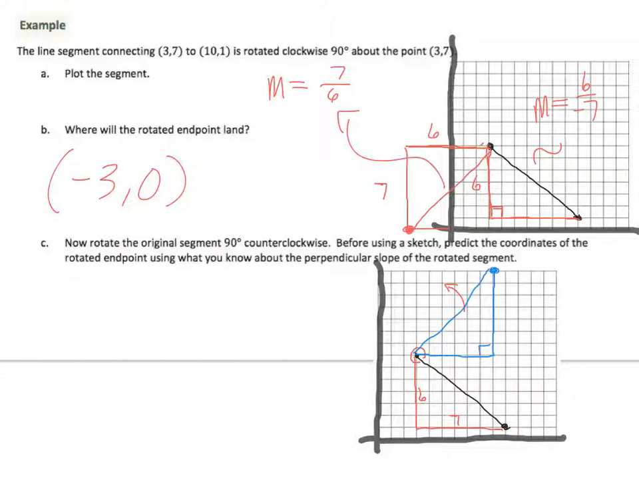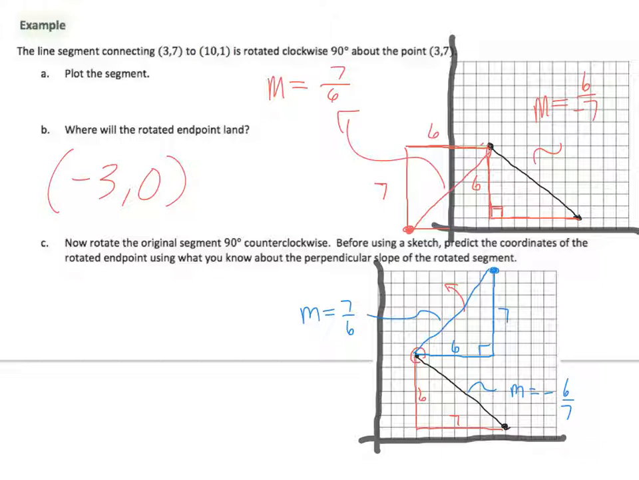Okay, I have the same hypotenuse. My hypotenuse has not changed. My slope is just opposite reciprocal. So here the slope is negative 6/7, and here my slope is 7 over 6. How can I get my point, though, without calculating it? Say I didn't want to graph this whole thing. What would my point be?